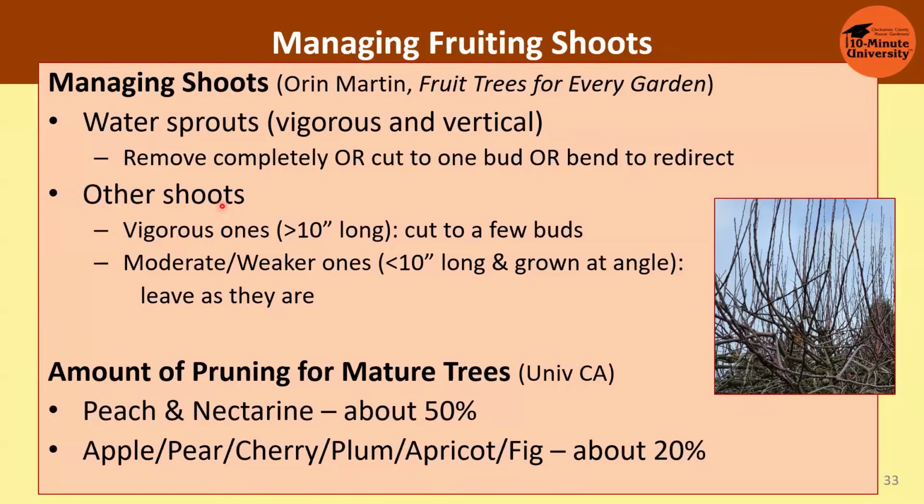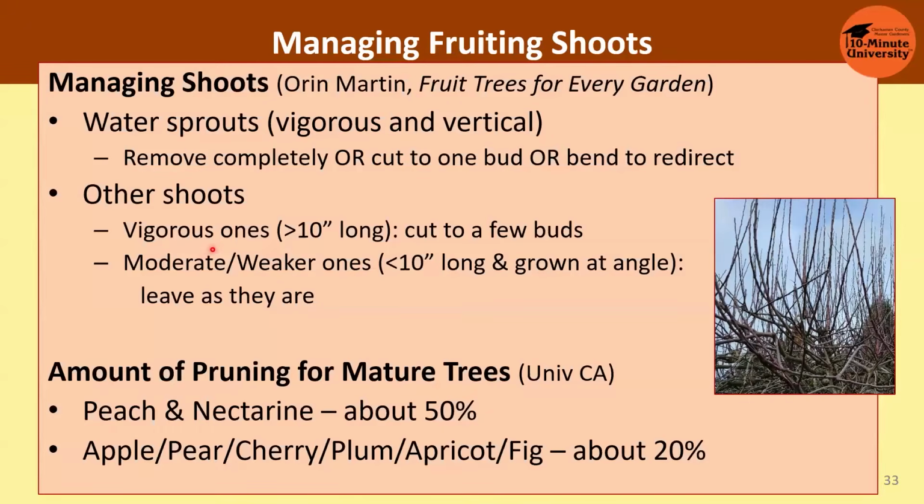With other shoots, the normal non-water sprout shoots, and by that I mean the ones that are grown more at an angle, not vertical, maybe they haven't grown a whole lot. They're not nearly as vigorous and they don't gain the same length as the water sprouts do. We decide what to do with them based on how much they grew last year.